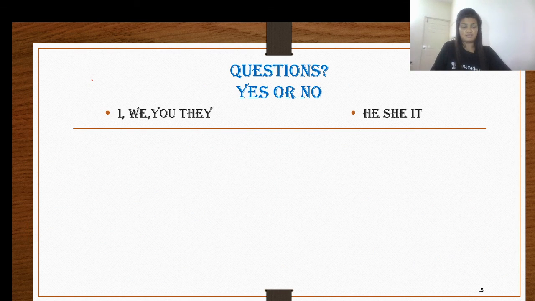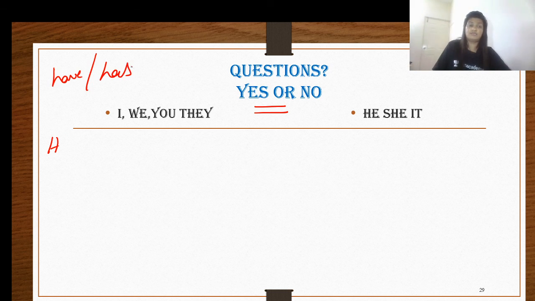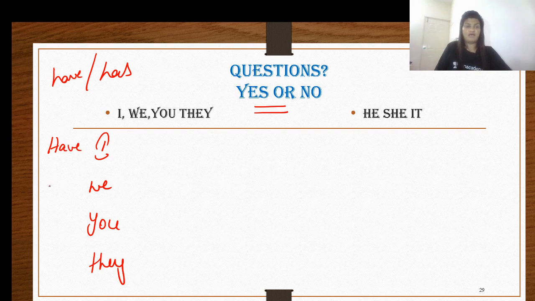What about yes or no questions? How do you frame yes or no questions? Remember what I told you? Yes or no questions are those questions which demand either yes or no in answer. And to frame these questions, you begin the questions with the auxiliary. The auxiliary that we use with present perfect continuous is either have or has. With subjects I, we, you, and they, we use have.